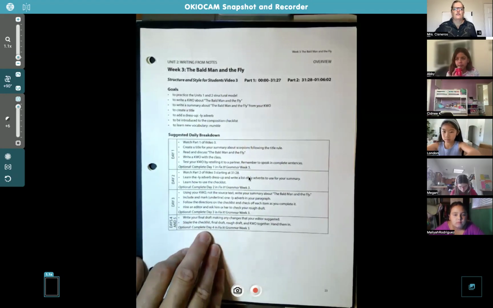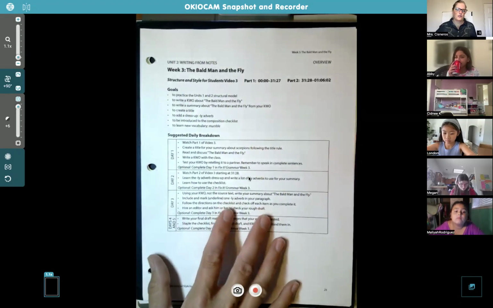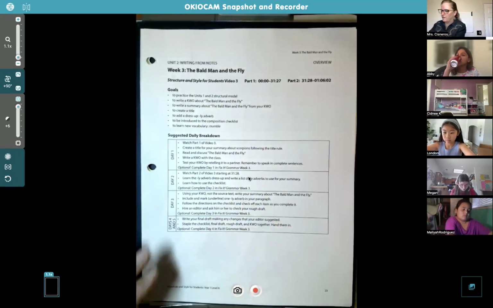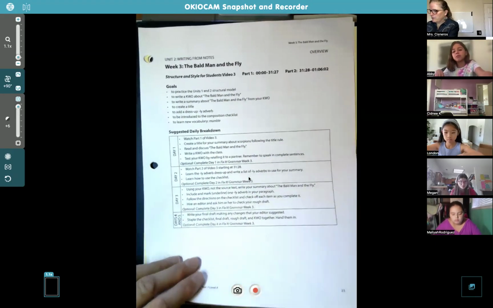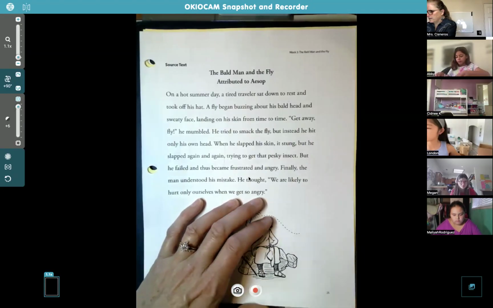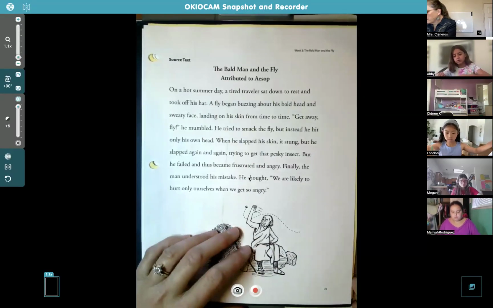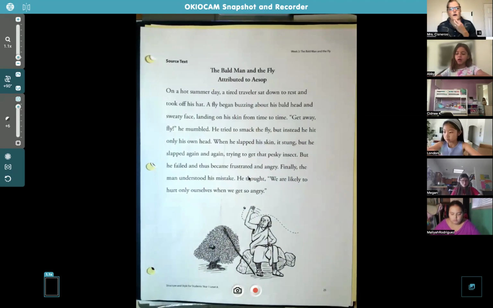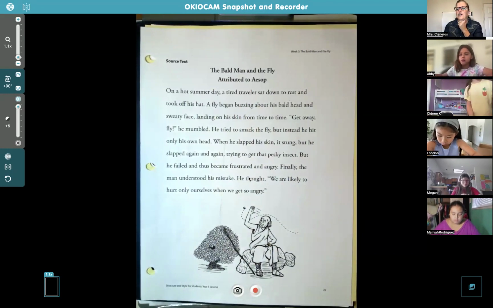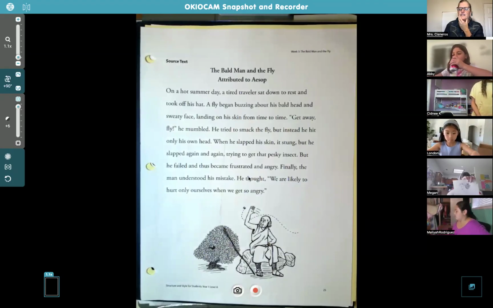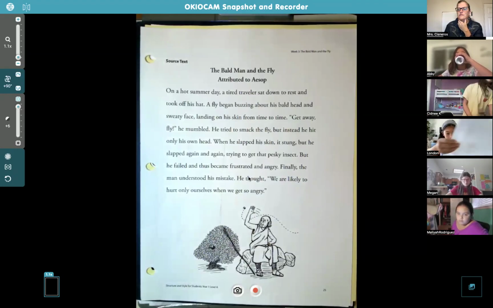So the bald man and the fly is the name of our story, and we don't really need this first page, but I do want you to keep it together with your stuff. So go ahead and put that at the bottom of your stack here. And then you'll see the bald man and the fly story here. Is she coming? Sydney, is your mom coming? Or is she busy? She helped me. Oh, she did.